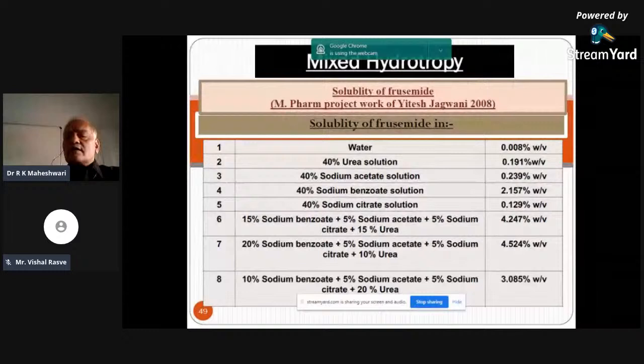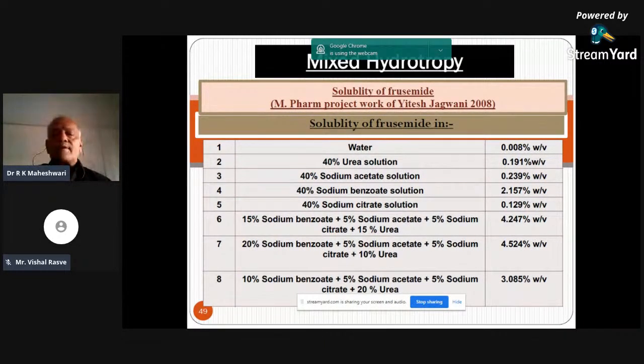The solubility was 4.247%. Now you see, earlier in the single hydrotropy, urea 40%, 0.191, 40% sodium acetate, 0.239, 40% sodium benzoate, 2.157, 40% sodium citrate, 0.129. Okay, but here you see just by mixing in different ratios, we see a synergistic solubility enhancement, 4.247%. Similarly in number 7, 20% sodium benzoate, 5% sodium acetate, 5% sodium citrate, 10% urea. Now you see the solubility 4.524%, synergistic solubility is there.